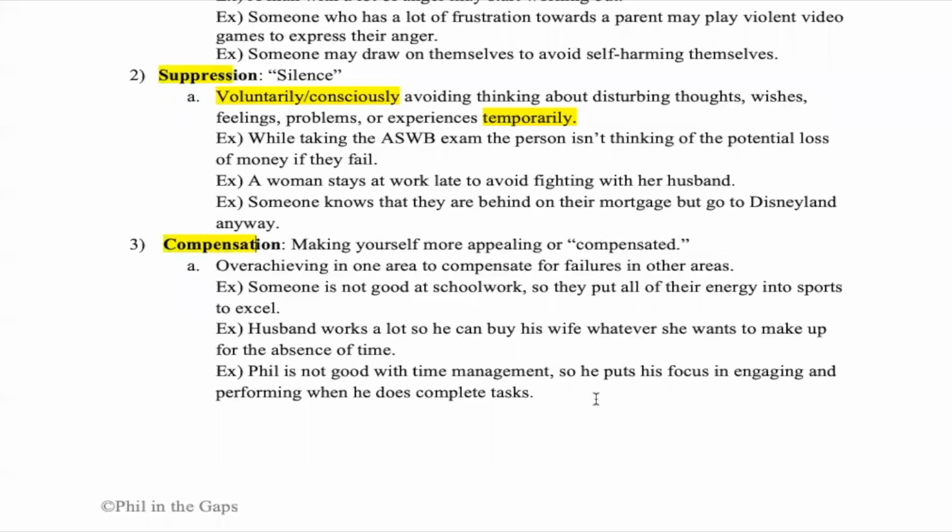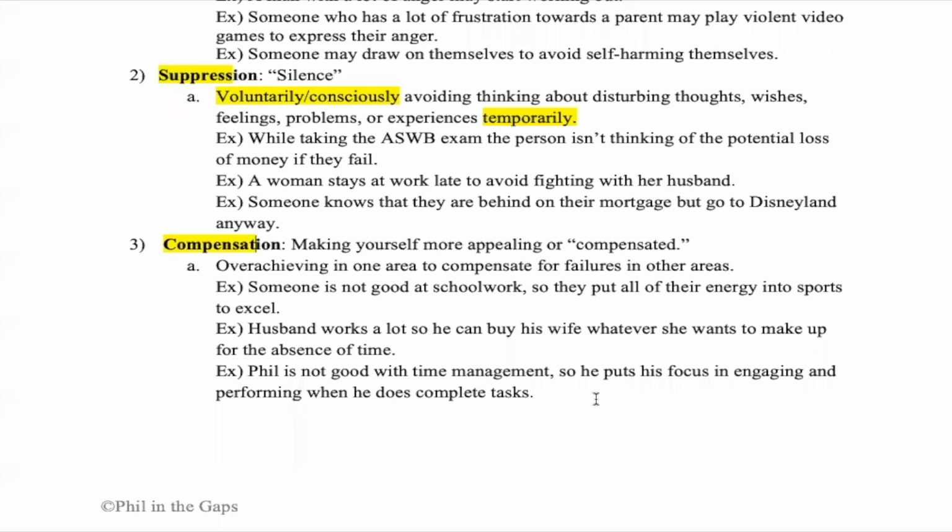And that's going to be different from undoing, because undoing is doing something to make up for a particular thought as well as a behavior, while compensation is where somebody is going to overcompensate in one area to avoid acknowledging drawbacks or holes within their life. So, a couple of examples to articulate this a little bit further.